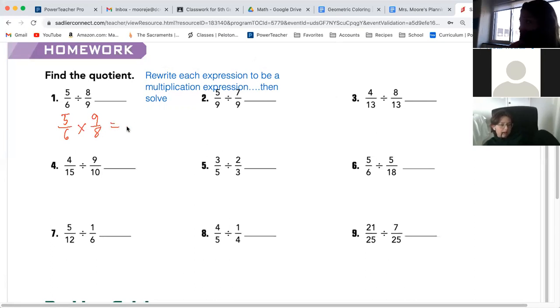Does that make sense? Do you know what I'm asking of you? So like what we did on our guided practice. Rewrite it, then solve it. Simplify wherever you're comfortable, before or after. But do not leave any improper fractions. Do not leave any fractions that aren't in lowest terms. Reduce it all. Simplify it all.